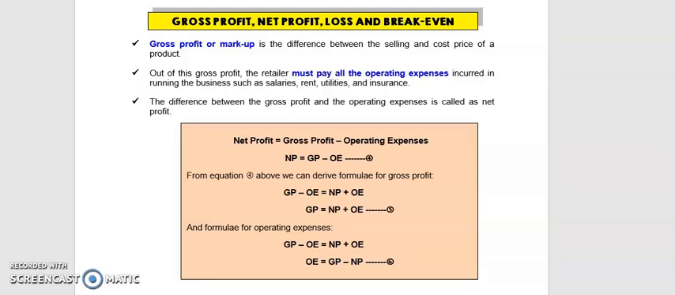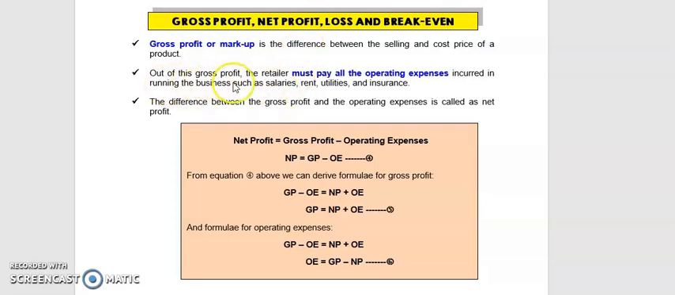Gross profit or markup is the difference between the selling price and the cost price of a product. So always remember, gross profit is also equivalent to markup. Recall the difference between gross profit and net profit: gross profit or markup is before we include operating expenses, but net profit is when we include operating expenses in our calculation. So remember that.